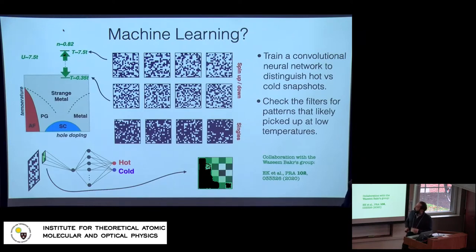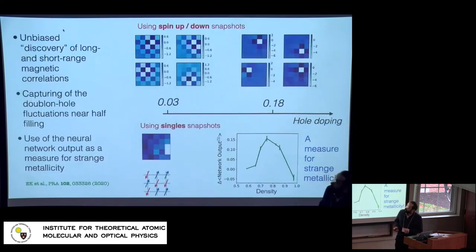And there were some benchmarkings at the beginning. I should say that there were at the time two types of snapshots that they could take in Wasim's group. One of them was obviously single species snapshots, and the other one was local moments. You can also think of them as density minus doublons. So we did our work with both of these types of snapshots. So this gives you an unbiased way to discover patterns and physics in them.